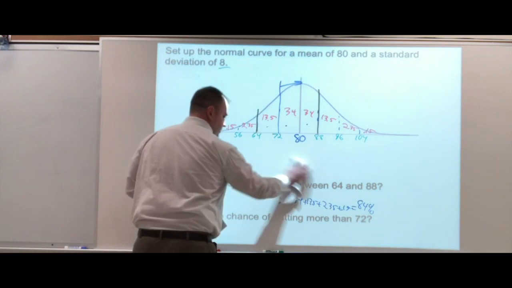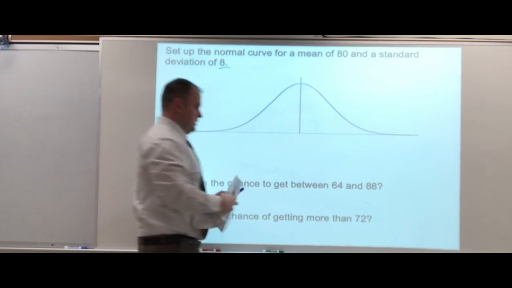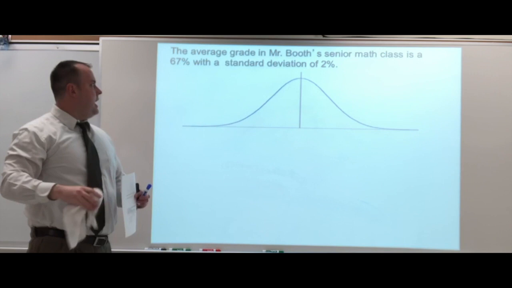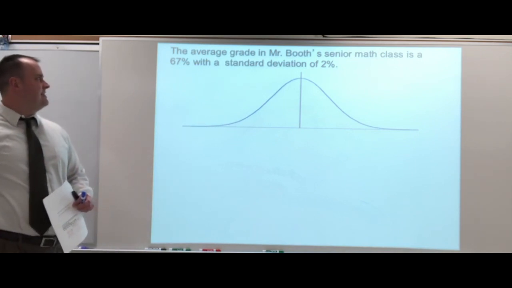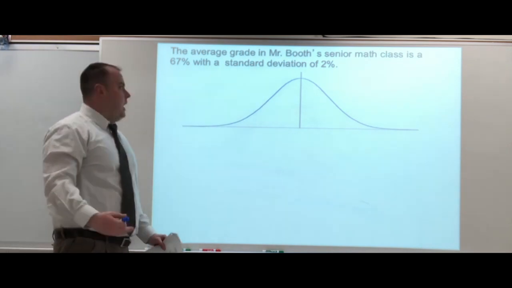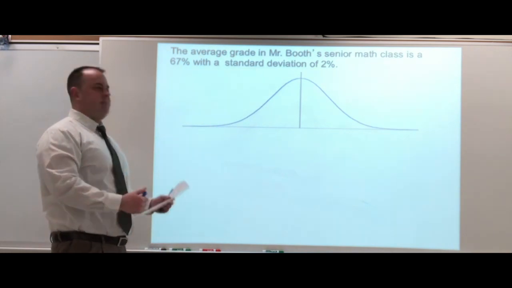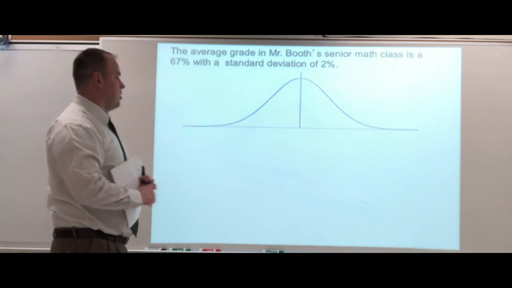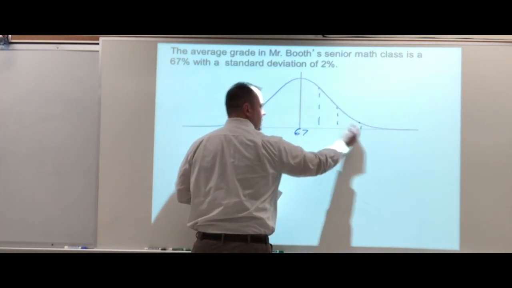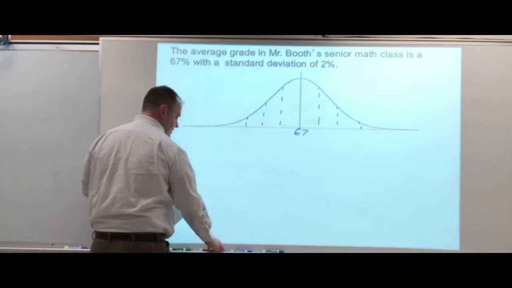Okay, so let's erase these. Erase this here. We have, okay, the average grade in Mr. Booth's senior math class is a 67 with a standard deviation of 2%. So here's a situation where I'm telling you the average is 67%, standard deviation is 2%. So that's the sample that we're taking, and that's what we base our normal curve off of. We know the center is 67. We have our 3 dashed lines going left and going right.